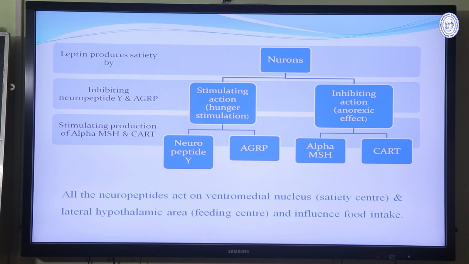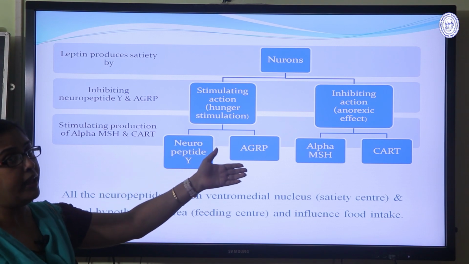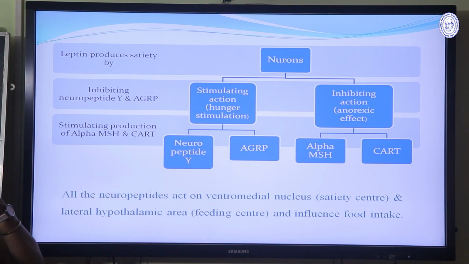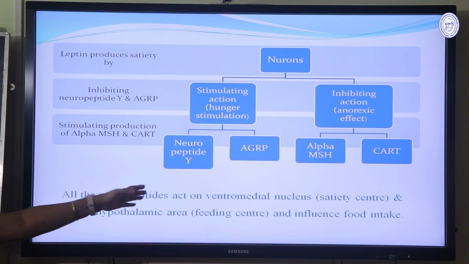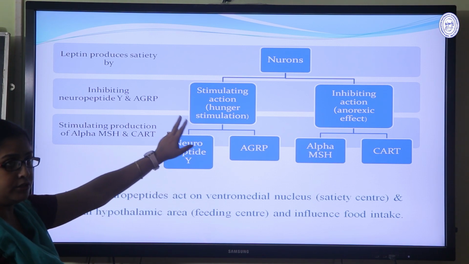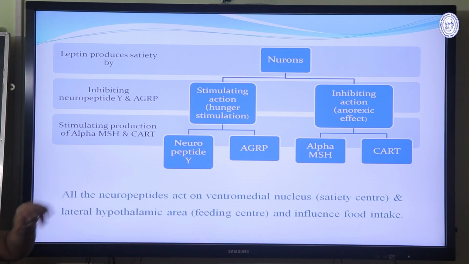There are two types of neuron, and these neurons perform some stimulating action, that is hunger stimulation or orexic effect, and inhibiting action or anorexic effect. Neuropeptide Y and AGRP are doing the stimulating function, and alpha MSH and CART are doing the anorexic or inhibitory action. But all the neuropeptides act on the ventromedial nucleus or lateral hypothalamic area, on the hunger center and satiety center.